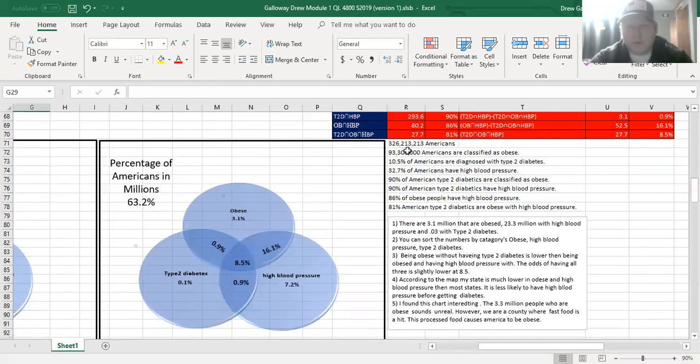According to the map, my state is much lower in obese and high blood pressure than most states. It is likely to have high blood pressure before getting diabetes. You're more likely to have high blood pressure in Arkansas more than diabetes. I found this chart intriguing. The 3.3 million people who are obese sounds unreal. However, we are a country where fast food is a hit. This processed food causes America to be obese.